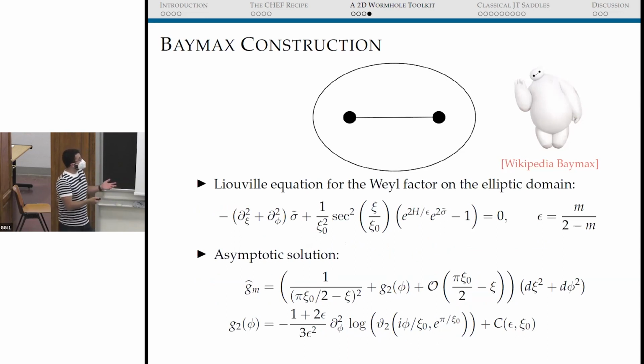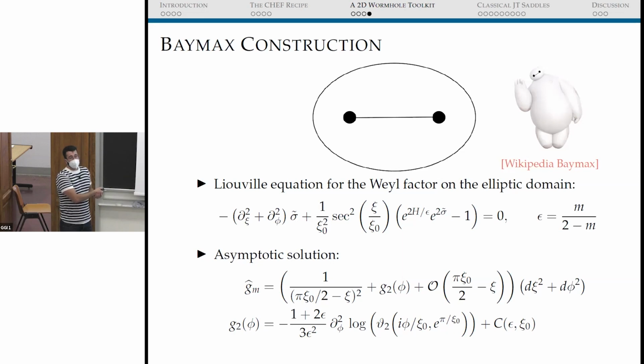It might not look very simple, and it's not simple. We cannot solve it analytically, but we can easily look at it numerically, and we can solve it asymptotically, which is very important for JT dynamics. So asymptotically, we have a metric which looks like this. It has the boundary divergence, and it has some subleading metric term.